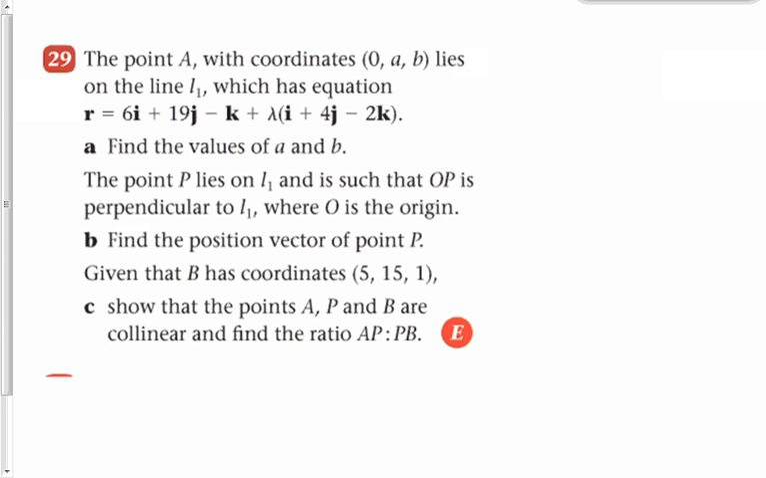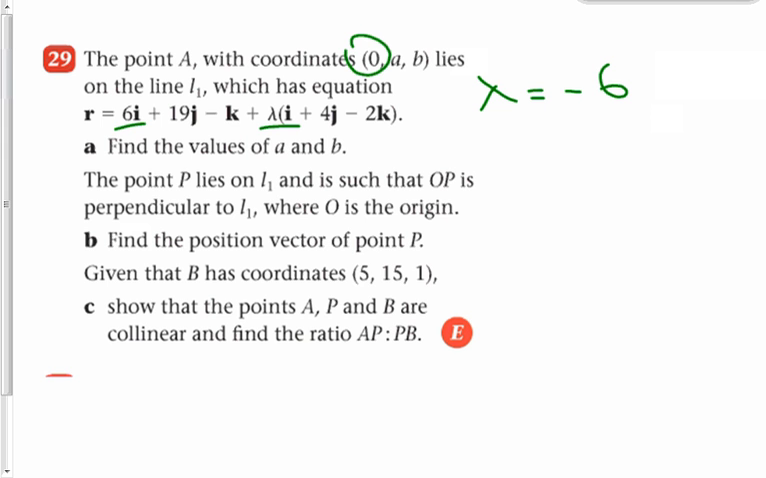So the key thing here is, if we look at the i component, and let me just highlight that, 6i plus lambda i has to equal 0. Okay, so from the i component, we know that lambda has to equal -6. And therefore, we can substitute lambda equals -6 into the equation of the line to find the values of A and B. So I'm just going to do that.